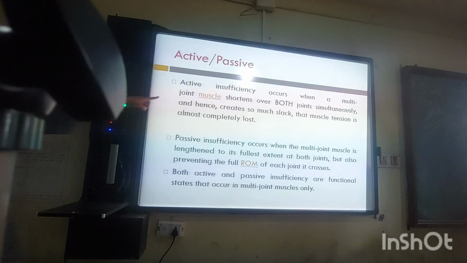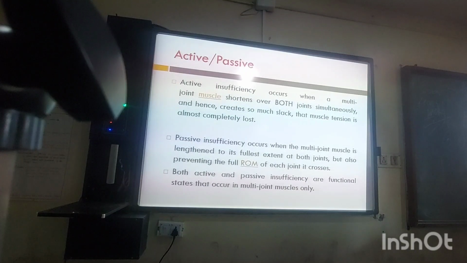So this means it creates so much slack that the muscle tension is completely lost. That means it is not at its maximum force production at both the joints. If I take one joint at a point, the force production will be more as compared to when the muscle is getting contracted at two joints. Passive insufficiency occurs when the multi-joint muscle is lengthened to its fullest extent at both the joints.